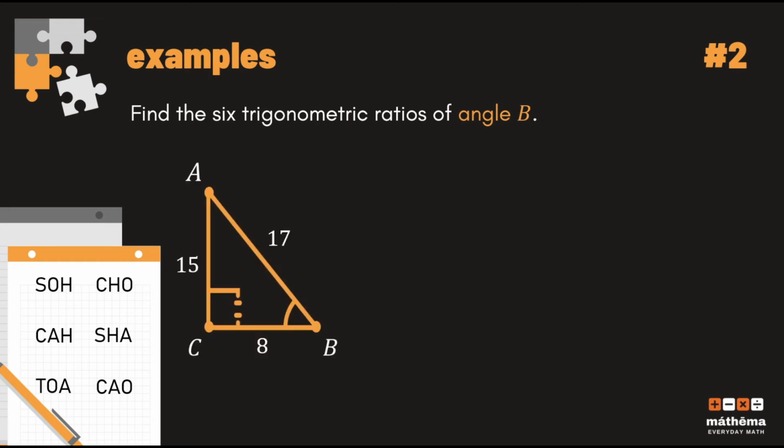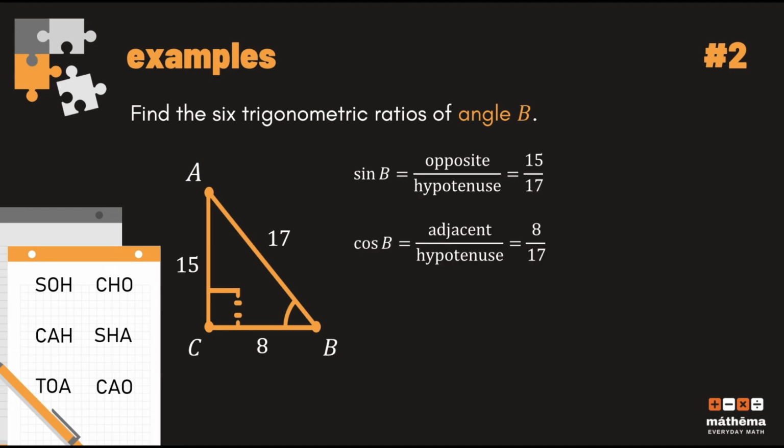So this will be our right triangle ABC. Hypotenuse is 17, the altitude is 15, the base is 8. So what are the 6 trigonometric ratios of angle B? We'll start with sine. Opposite over hypotenuse, 15 over 17. Cosine, adjacent over hypotenuse, 8 over 17. Tangent, opposite over adjacent, 15 over 8.